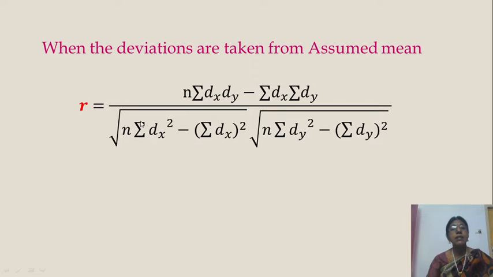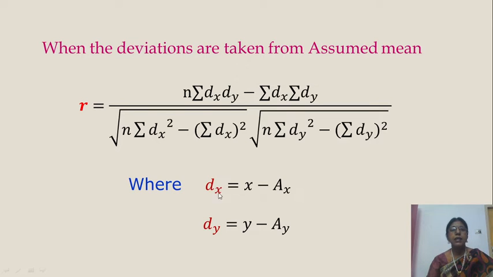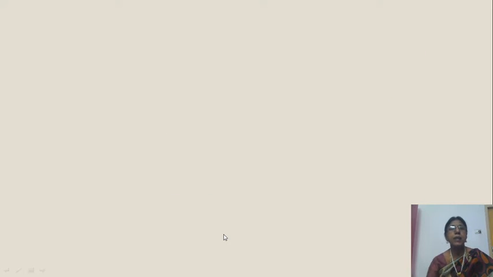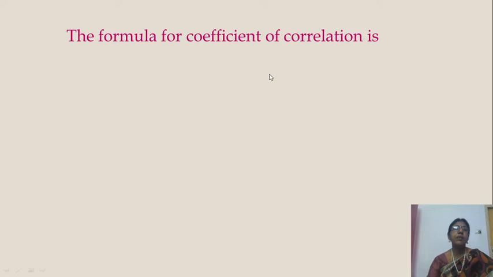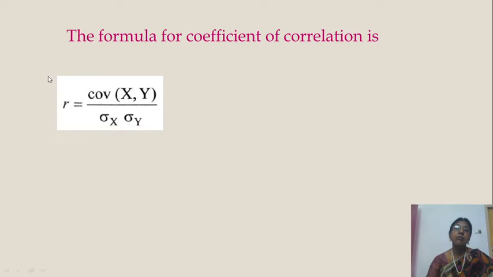Here observe n sigma dx square: the dx values are squared and then summed, but here sigma dx is summed and then squared. Remember this formula, it is very important. So use the first formula. The second one is sigma x, sigma y, and this is the third formula, when deviations are taken from the assumed mean, where dx is x minus ax and dy is y minus ay.